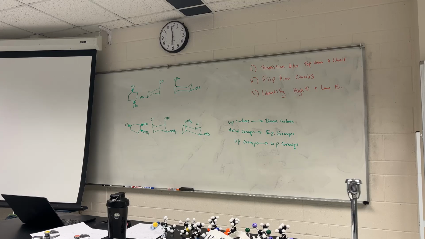What happens to tert butyl? By the way, here's position 1, so position 4 is going to be back here. Is tert butyl still on a down carbon? No. Now it's on an up carbon. What's the up position? Axial. So tert butyl flipped from equatorial to axial. Ethyl flipped from axial to equatorial because they flipped carbons. Okay, that makes sense. Good.